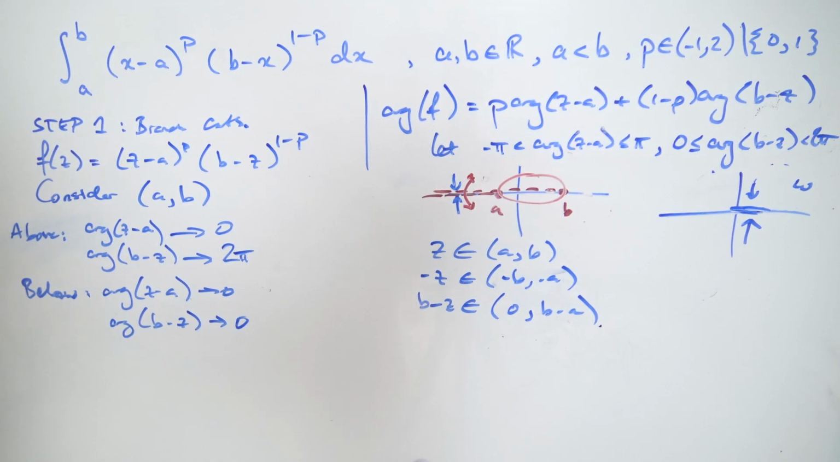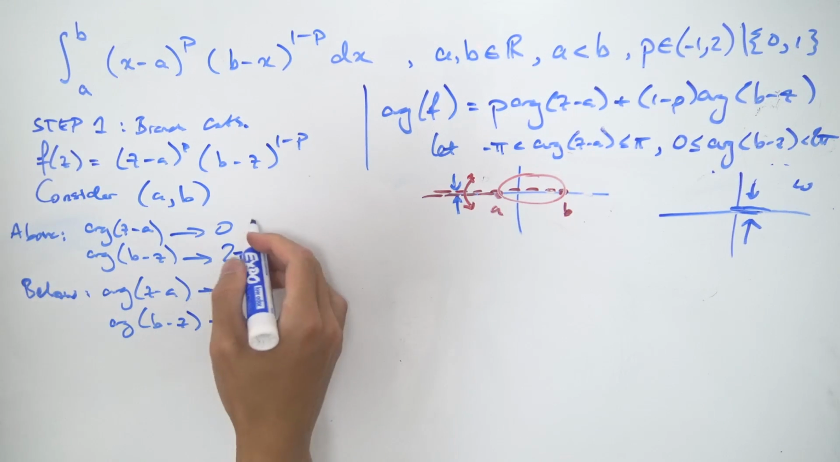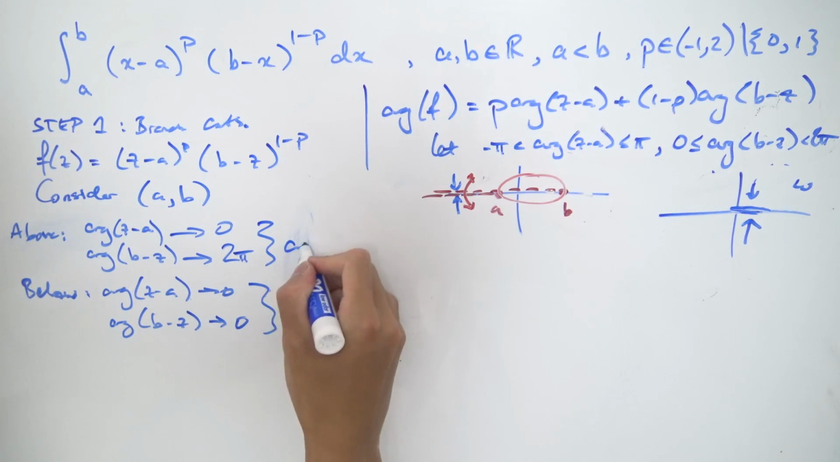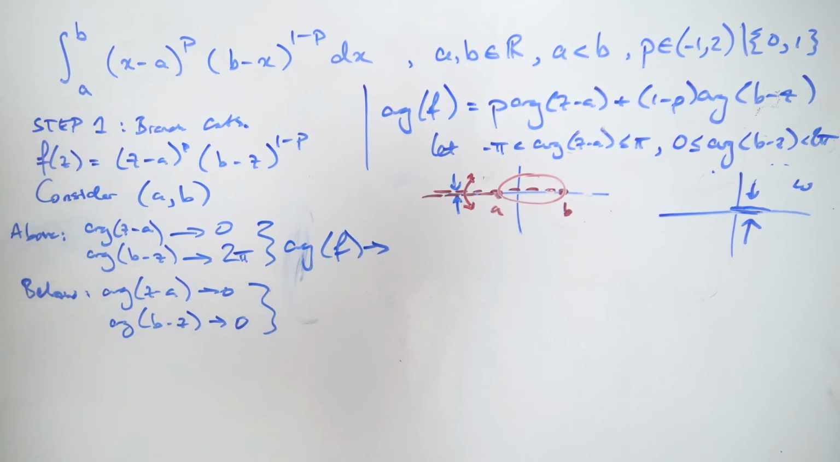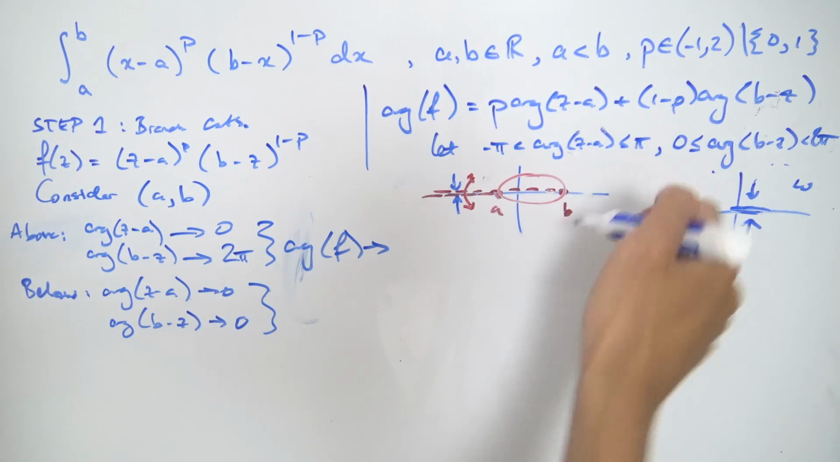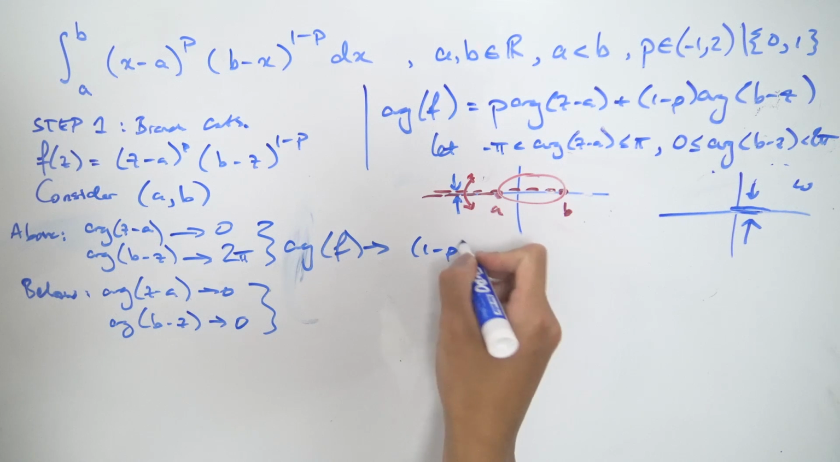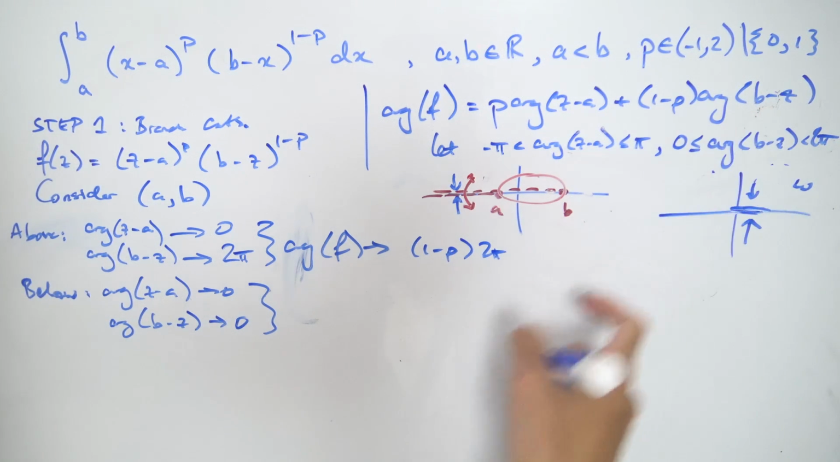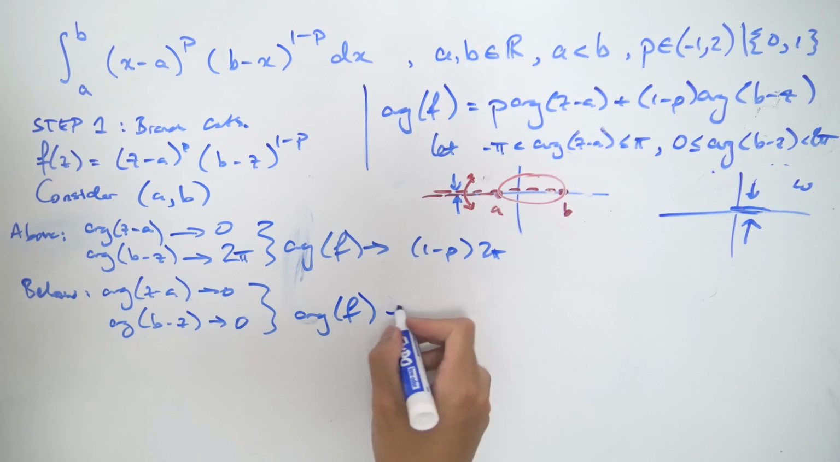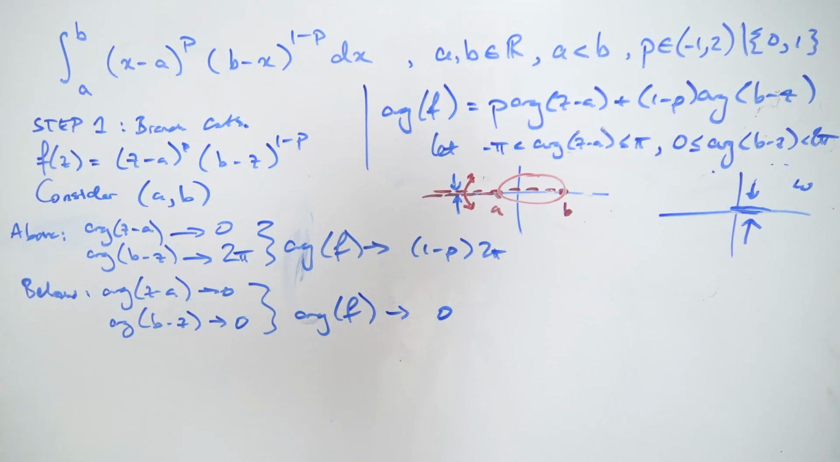So that's quite nice. Let's combine all these together and figure out the argument of f of z. So arg of f will approach, now we're going to have p times arg of z minus a, which is 0. So we're just left with 1 minus p times 2 pi from this part over here. And over here, both of these are 0, so it's just going to approach 0.